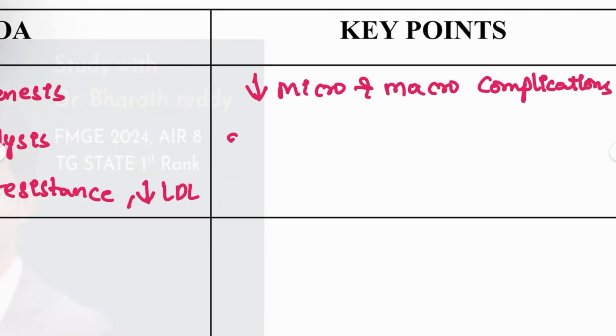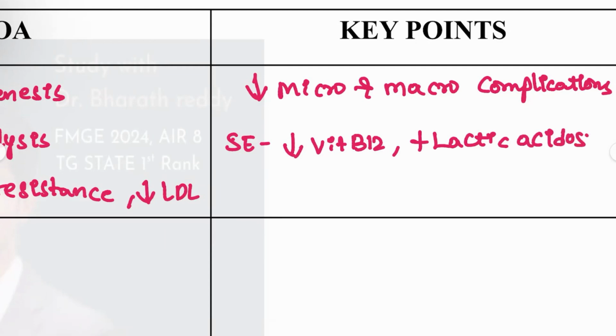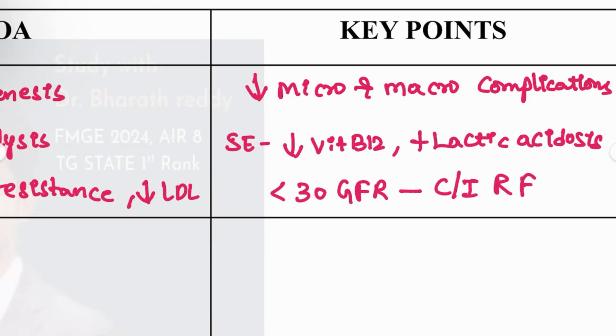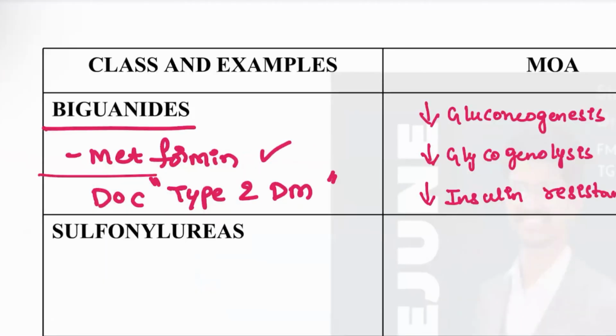There are side effects to take note of. It will decrease vitamin B12, causing anemia, and it can cause lactic acidosis. When the patient has a glomerular filtration rate of less than 30, it is completely contraindicated in renal failure patients. Metformin can be given to patients with PCOS as well.